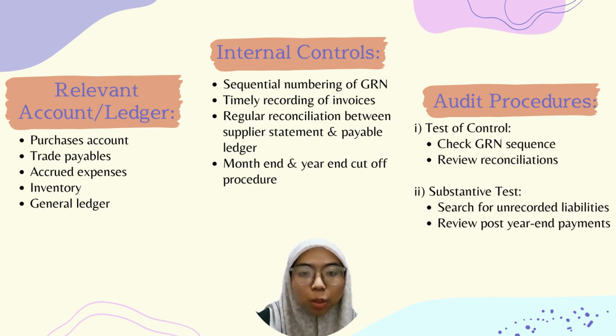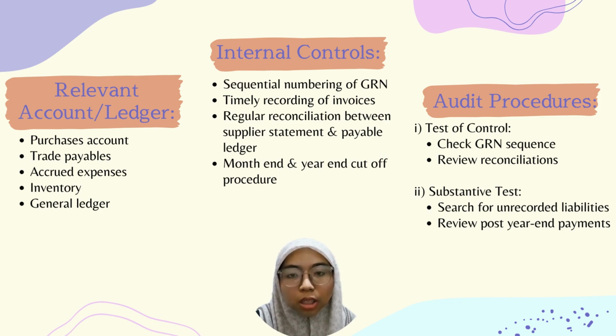Internal control for completeness. All GRNs are sequentially numbered. All supplier invoices are recorded promptly. Regular reconciliation between supplier statement and payable ledger. Follow a cut-off procedure. For example, accounts must close on 7 January 2026. So, all transactions in December need to be recorded before 7 January 2026 so that the accounts will close smoothly.